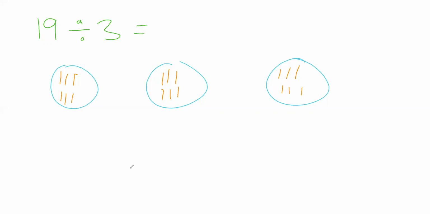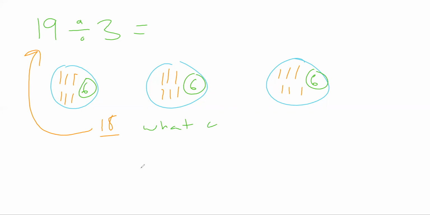Now this is where I'm going to pause, because I'm at 18 of the 19 we have. But in this case, they all have the same amount. This has 6 in it, this has 6 in it, this has 6 in it. So that works. That's the equal grouping that we want. But then we have to ask ourselves, what about the one that's left over?